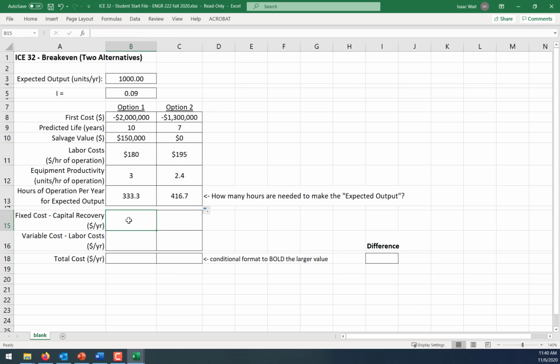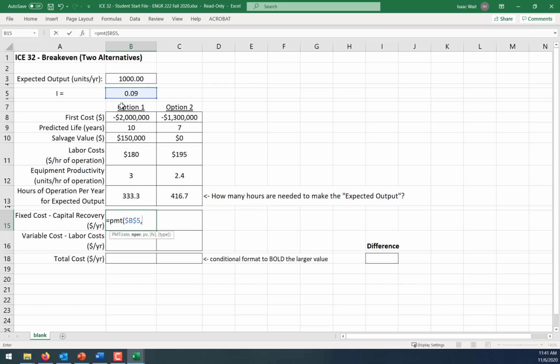Okay, so the fixed cost, capital recovery. To do that, we use the payment function. So equals PMT. Payment function is how we find an annual value based on a first cost, which would be a present value, and then the salvage value is going to go into the future value location here. So first of all, the reference to rate, we'll click up here into cell B5 and press the F4 button to anchor it.